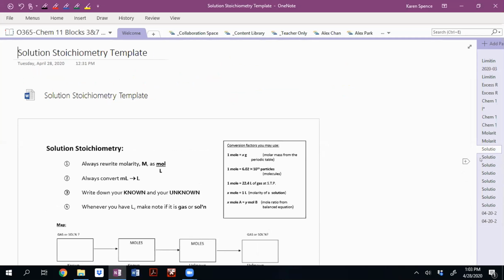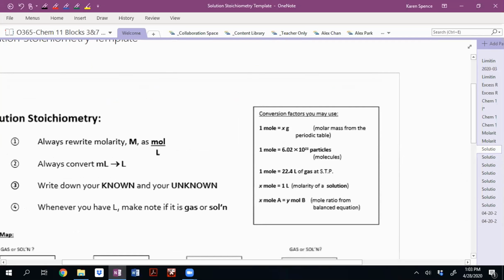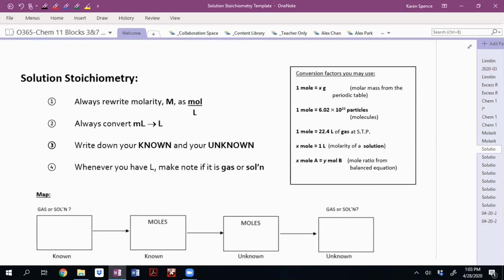So what we're going to do is take a look at solution stoichiometry, and you'll get a worksheet that has this at the top. It gives you a few handy tips, like always remember when you're dealing with molarity, capital M, you're always going to rewrite it as moles per liter. Also, anytime you're given milliliters in the question, you'll want to convert it into liters, which allows you to use that conversion factor.